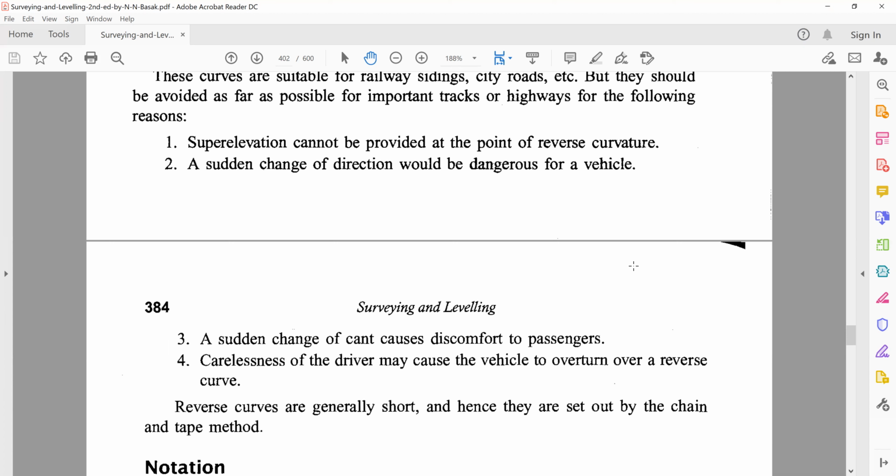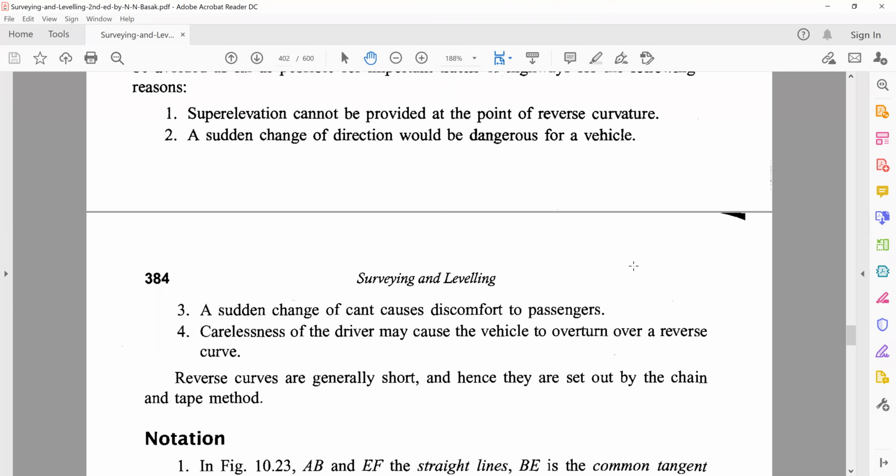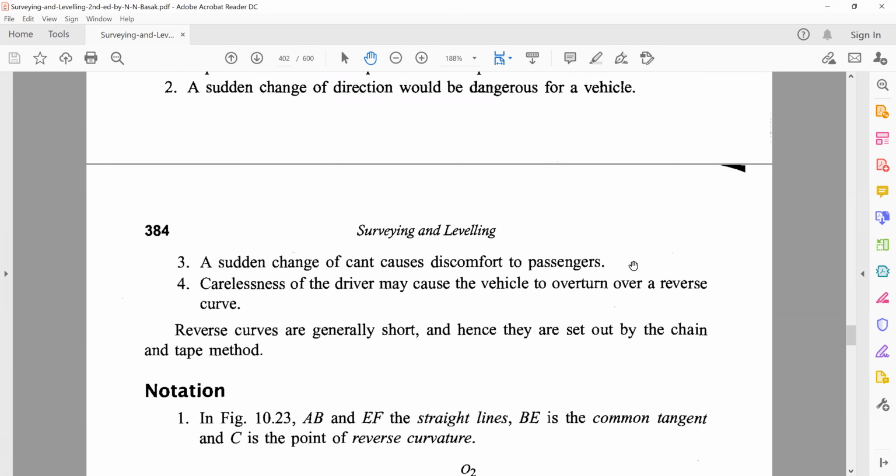So in that sense, because you cannot give a super elevation, the chances of the vehicle toppling over are more at the junction of the two curves. Number two, a sudden change of direction would be dangerous for the vehicle. Like I said, if you imagine traveling on this curve, you would have a sudden change of direction, and you have to put up a lot of signboards to show that after a while there would be a reverse curve, and you were traveling in a unique direction.